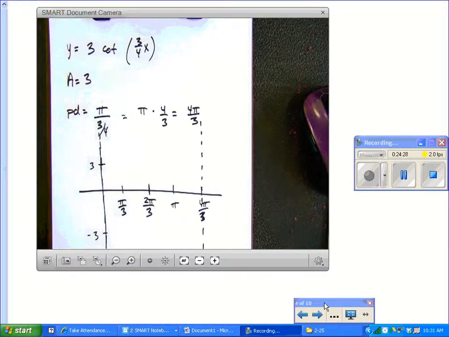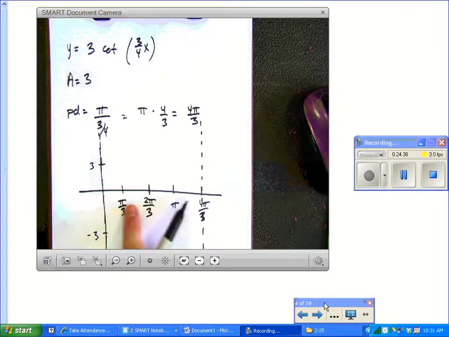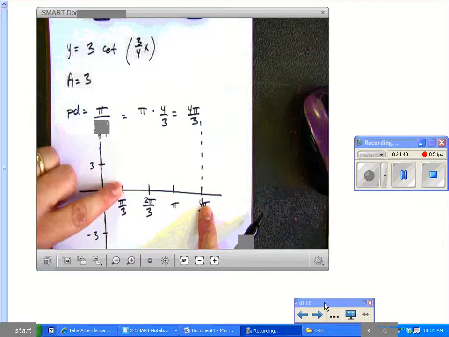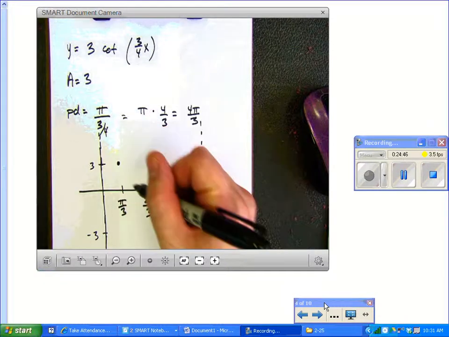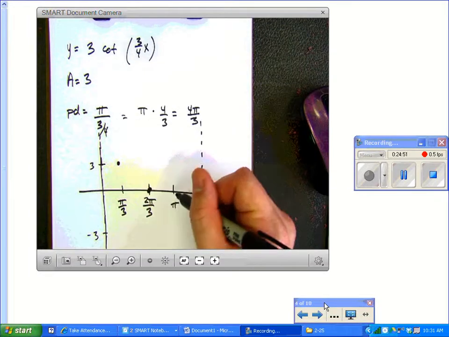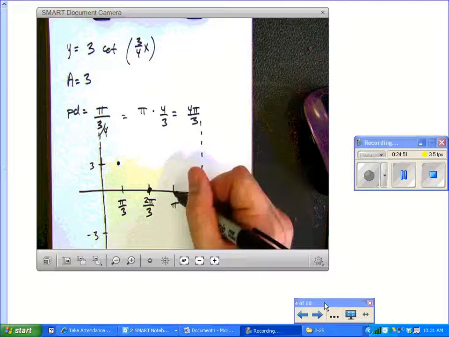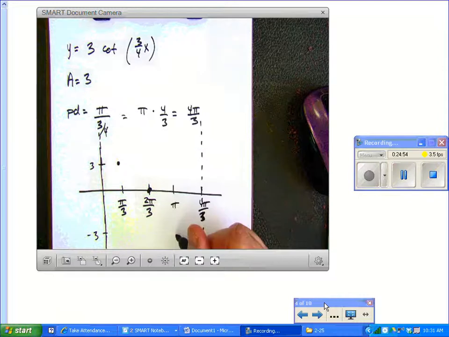All right, now let's see. Cotangent, which hand's up? Left hand up, right hand down. Okay, so what's his left hand here? Pi over 3. Okay, so left hand up, that means his left hand's going to be up at 3. And this will be like his belt buckle. And then right hand down, so at pi, his right hand's going to be at -3.